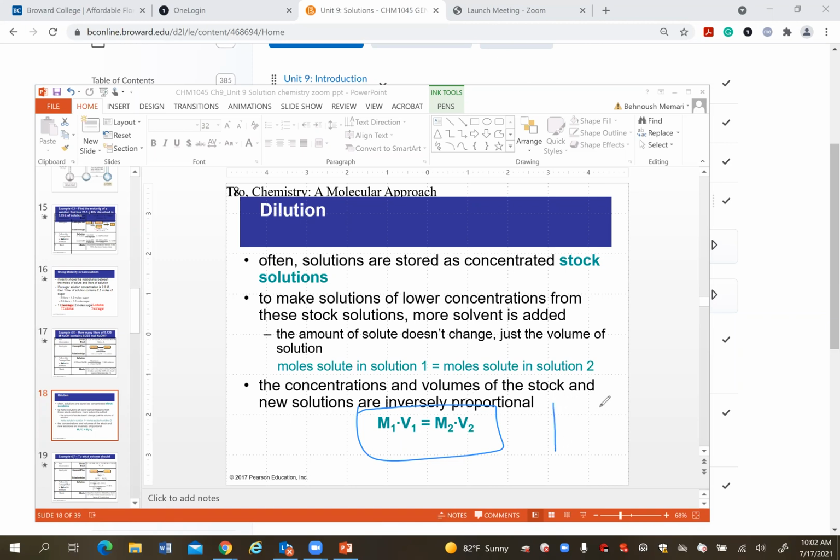Let's say you have a cup of iced tea and it's too sweet for you. You ask for some water and you add some water, you dilute it. If you dilute it, what's going to happen to the amount of sugar that was in the iced tea? Would the amount of sugar in that iced tea change?